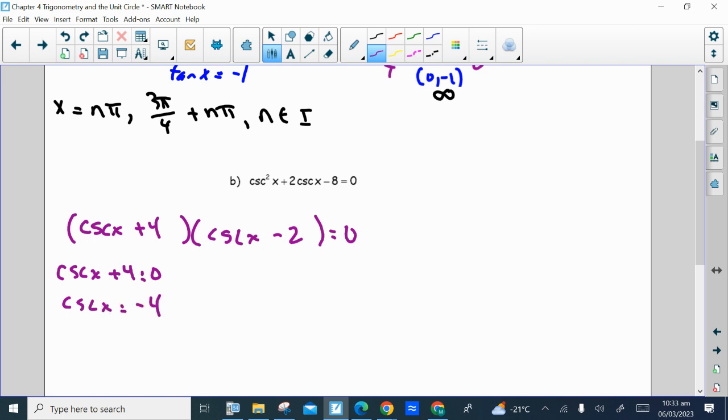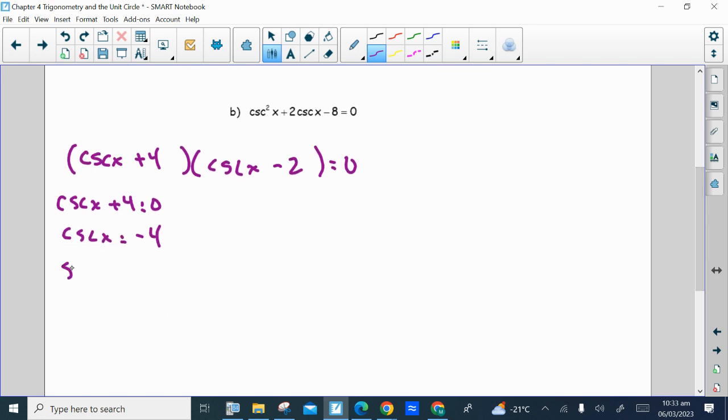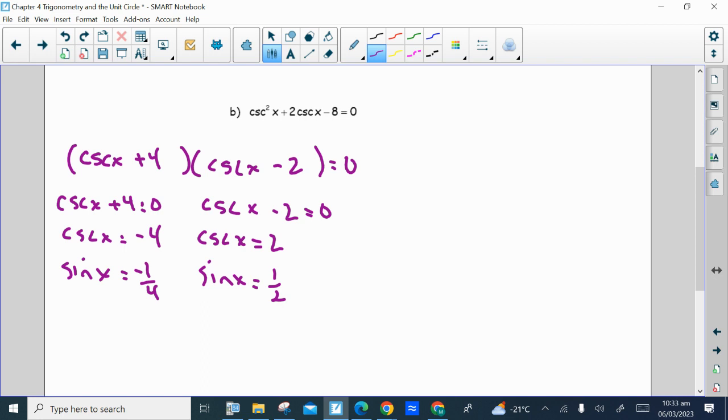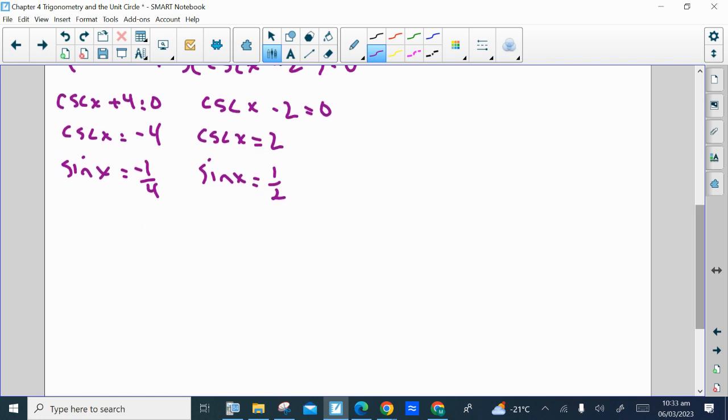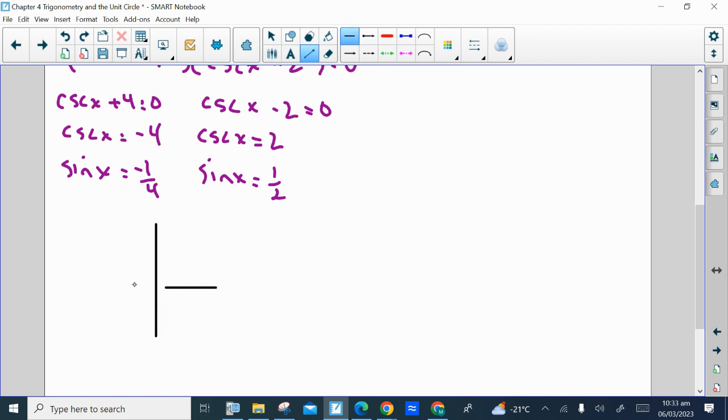And so from the first one, it'll be where the cosecant of x equals negative 4, which will be where the sine of x equals negative 1/4. The second factor, when you make it equal to 0, it'll be where the cosecant of x equals 2, or the sine of x equals 1/2. And you should recognize that nowhere on the unit circle does the sine of x equal 1/4. So for this part, we will have to use reference angles on our calculator to get our answers.